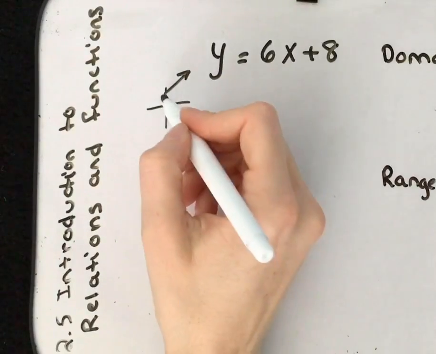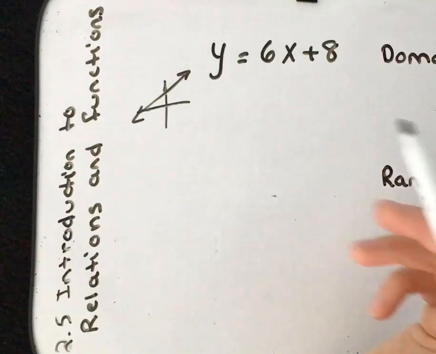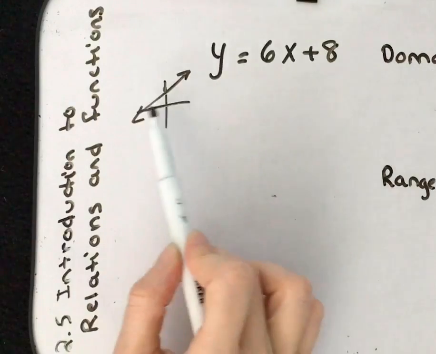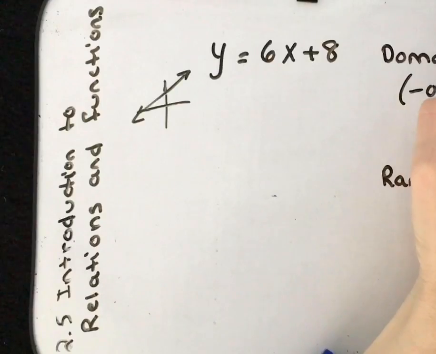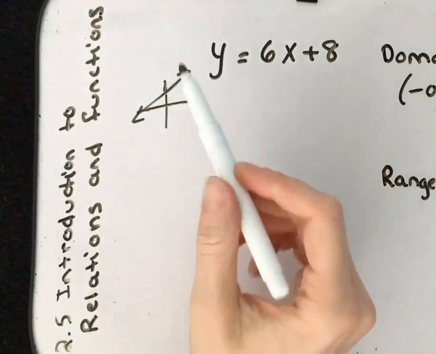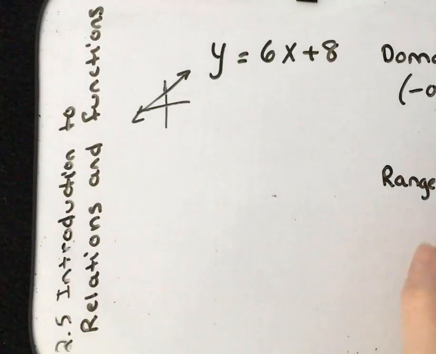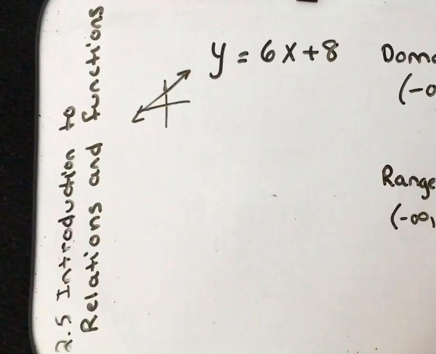We know our y-intercept is 8, so maybe it looks a little bit like this. This is going to be a line. As we continue for the x's in either direction, the line will keep going. So our domain is -infinity through infinity. As we continue for the y, the line's going to keep going. So our range is -infinity to infinity.